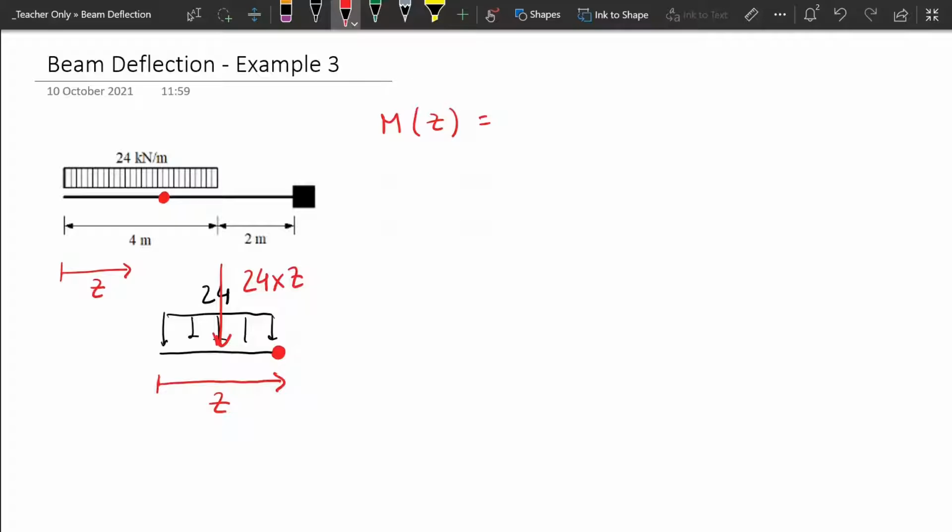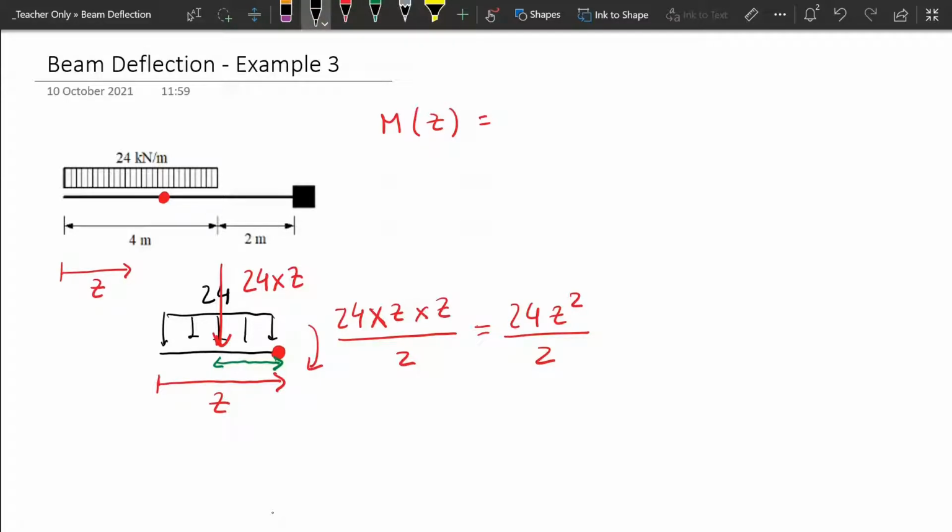What would give me the moment here is 24 times z, that's our force, and now the distance is nothing more than z divided by 2. So times z, all of this divided by 2. And here you can see straight away our z squared parabolic function. In this case, it will be 12z squared, or you can write it as 24z squared divided by 2. So we already solved the problem of the parabolic moment, so we could write straight away that this is minus 12z squared, and we would be done.